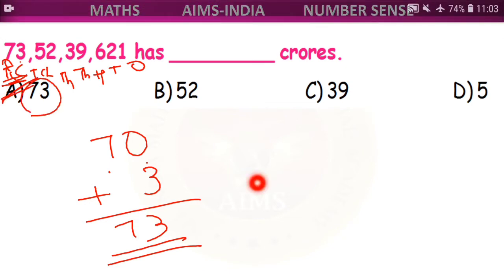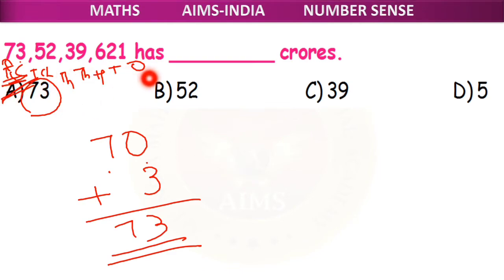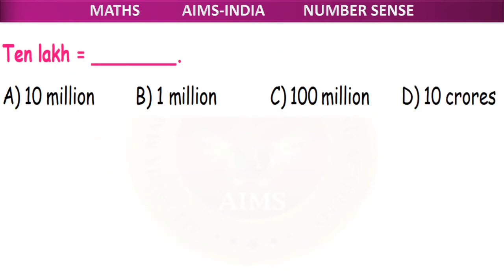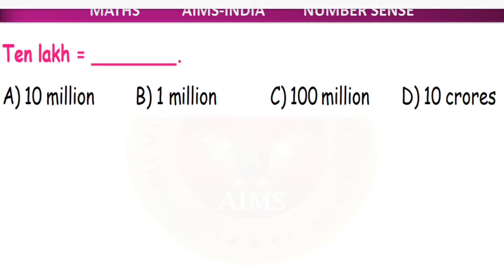Or simply, when you are reading the numeral aloud, how are you reading it? 73 crores. So the number has 73 crores. Option A becomes our correct answer. Next question. 10 lakh is equal to dash.